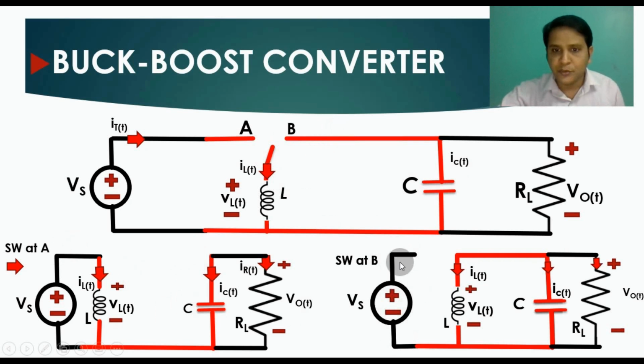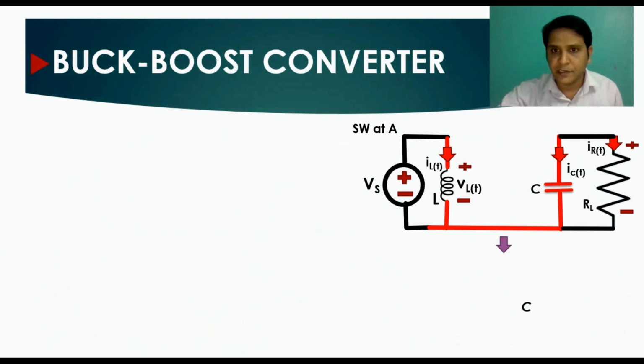Now this switch behaves like an open circuit, so this is fully isolated from the load. In this case, we have the inductor connected to a capacitor, and then we have the load. Now, let us understand what the voltage across the inductor and the output voltage are when the switch is at position A.